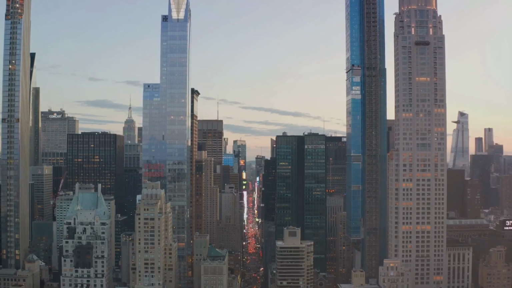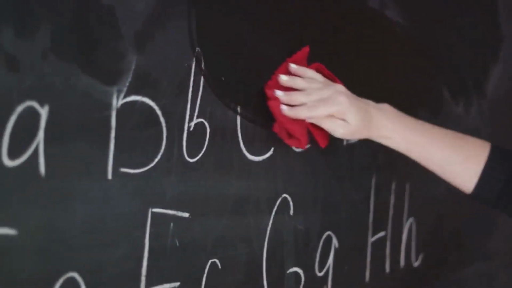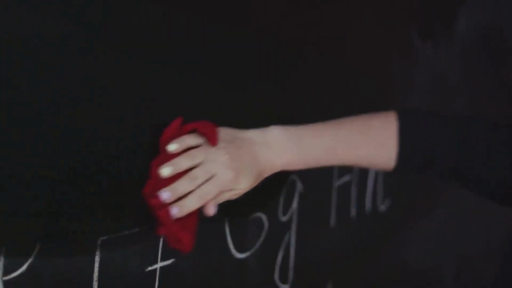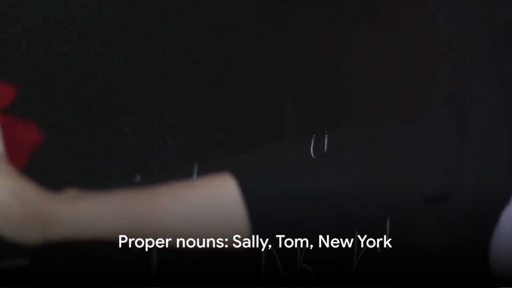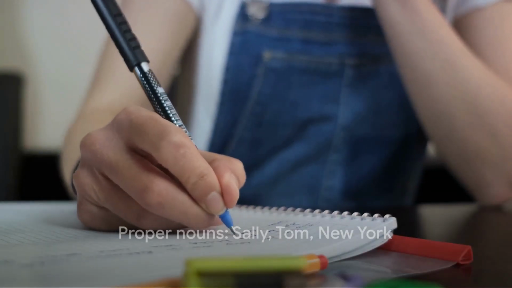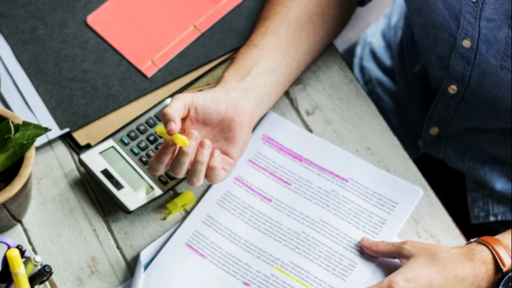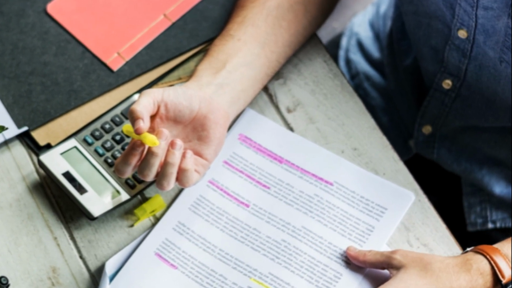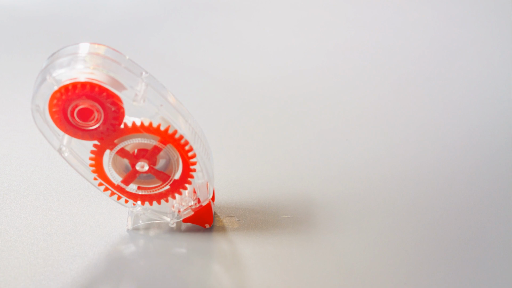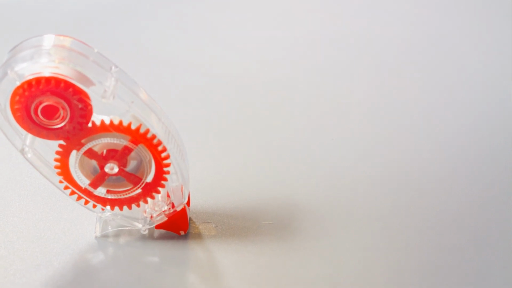"sally and tom went to new york." Seems a bit off, doesn't it? That's because Sally, Tom, and New York are all proper nouns and they need to be capitalized. It's "Sally and Tom went to New York." So when you're proofreading, keep an eye out for words that need to be capitalized. Remember, the first word of a sentence, names of people, places, and important words in titles should always be capitalized. Spotting these details can elevate your writing to a whole new level. Keep an eye out for words that need to be capitalized when you're proofreading.